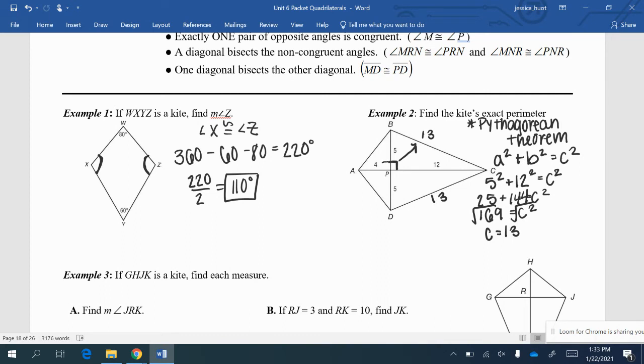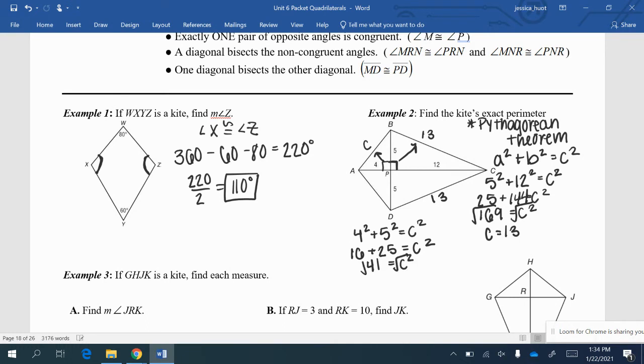Now to find the other side, again, the hypotenuse c is directly across from our 90-degree angle, so 4 and 5 are a and b. So I'm going to have 4 squared plus 5 squared equals c squared. So 16 plus 25. And if I add them together, it's going to give me 41.